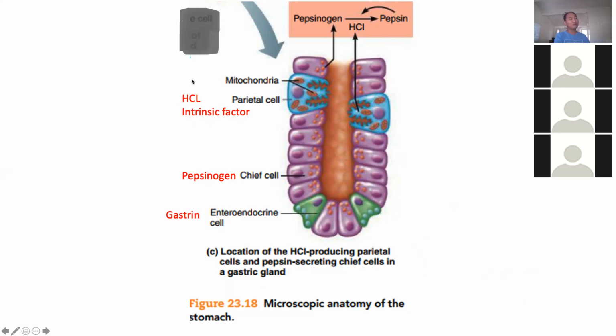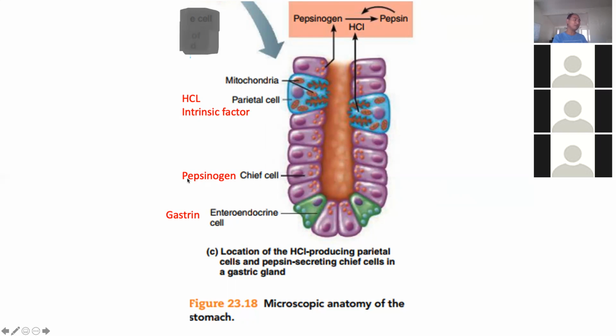As we know, hydrochloric acid will change pepsinogen into pepsin. Pepsin is for protein digestion. What is intrinsic factor for? Intrinsic factor is for B12 absorption. So parietal cells are important for secreting hydrochloric acid and intrinsic factor. Chief cells secrete pepsinogen.